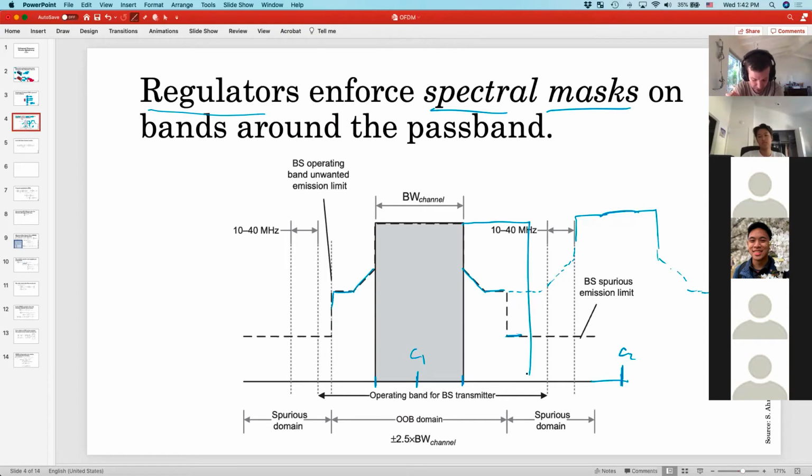Also, it's pretty darn hard to build a filter that would fit between them, right? The further they're spaced apart, even if you are the only person transmitting in your area, the further apart you space your passband channels, the easier it will be to bandpass filter them on the receive side and get as little inter-channel interference as you can.